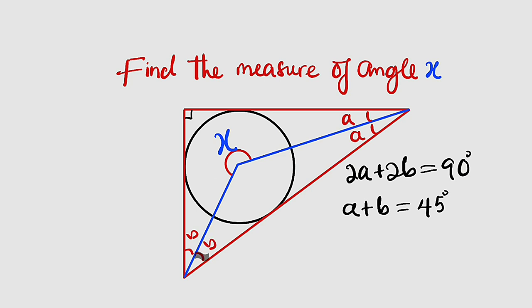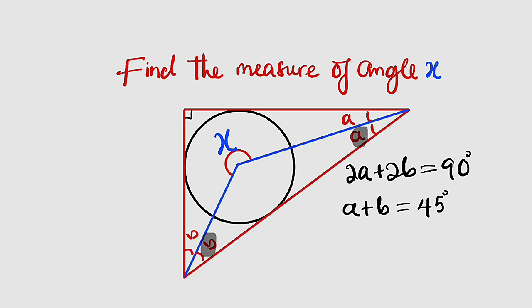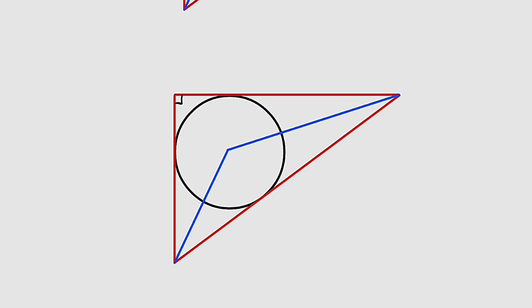So now let us pay attention to this triangle here. Already, B plus A is 45 degrees. What will be the measure of this angle right here? That's our next target. So if this angle is A, this is B, and we call this C, A plus B plus C must give us 180 degrees. A plus B plus C is equal to 180 degrees.